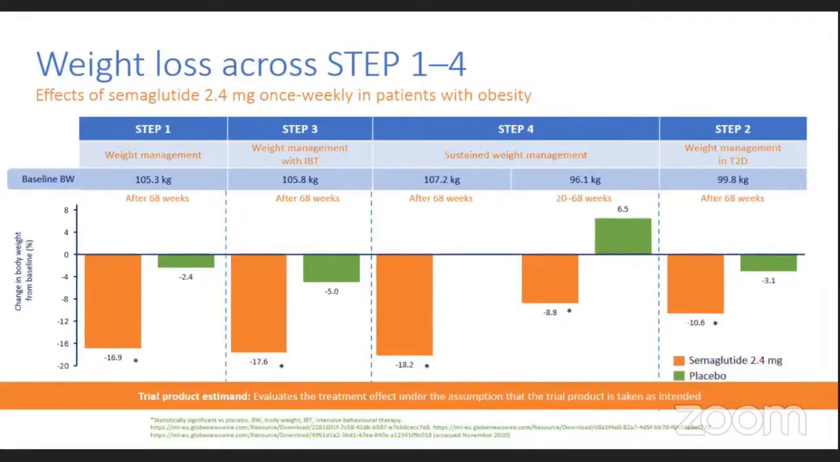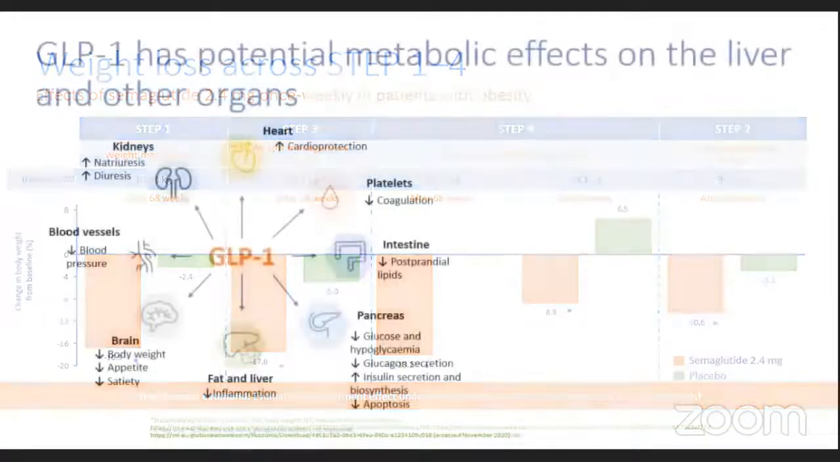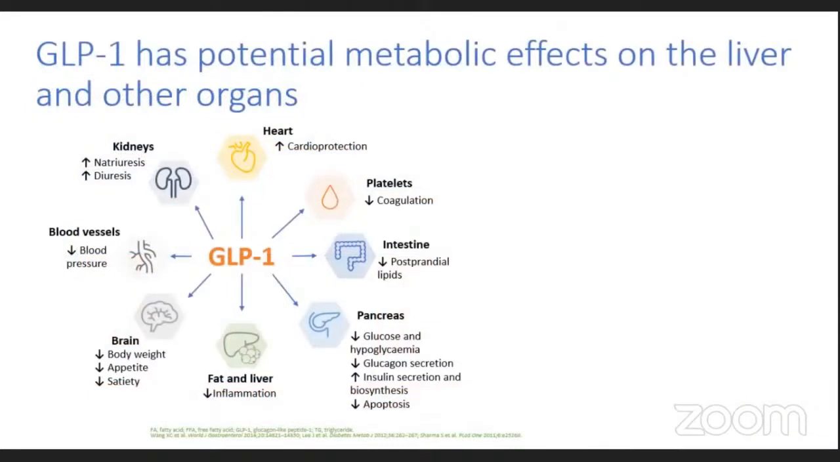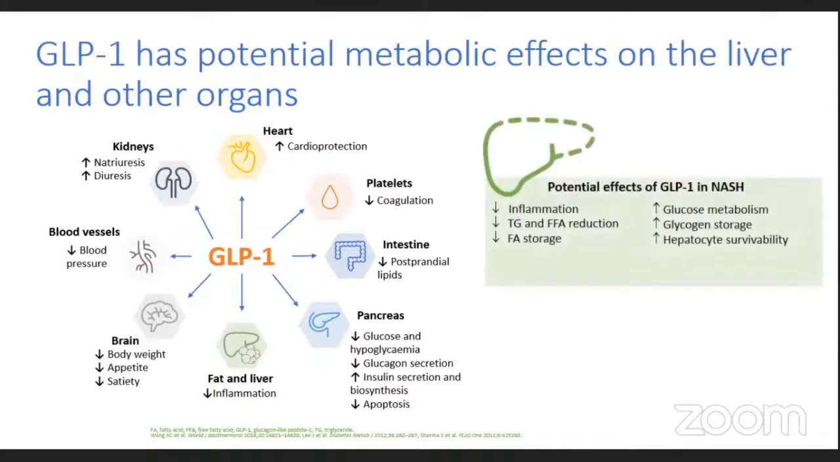Okay, so moving on then, let's look at the other effects of GLP-1. GLP-1 has other effects, including cardioprotection, decreased coagulation, decreased postprandial lipids, improved glycemic control, reduction in liver fat, improvement in vascular biology, and actually increasing natriuresis and increasing diuresis. So from a NASH perspective, some of the potentially beneficial effects are increased glucose metabolism and hepatocyte survival, while decreasing inflammation, triglyceride storage, and free fatty acid storage. So all of these then should translate into improved other end organ diseases as well as an improvement in NASH.